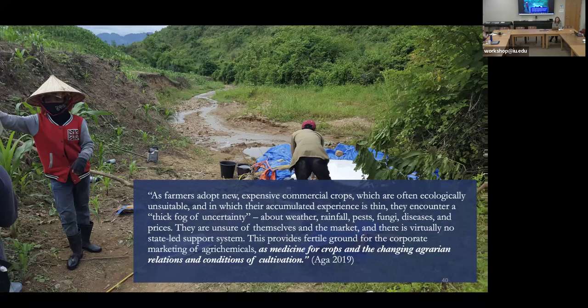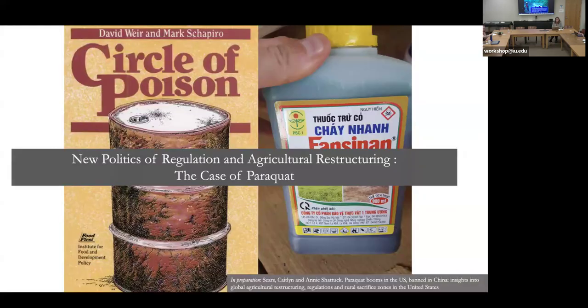So what does this look like when it comes home to the United States? I've been working on this with my colleague, Caitlin Sears, who's a postdoc here, and she is leading a paper that we are really hoping to have a full draft of in the next few weeks, on what we call paraquat booms in the US and banned in China. That is the title of the paper. We have decided we aren't going to beat around the bush.